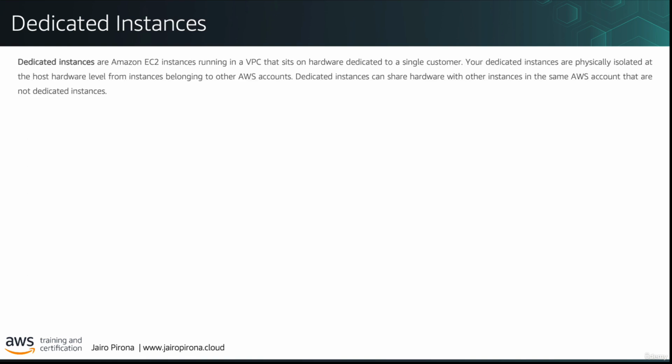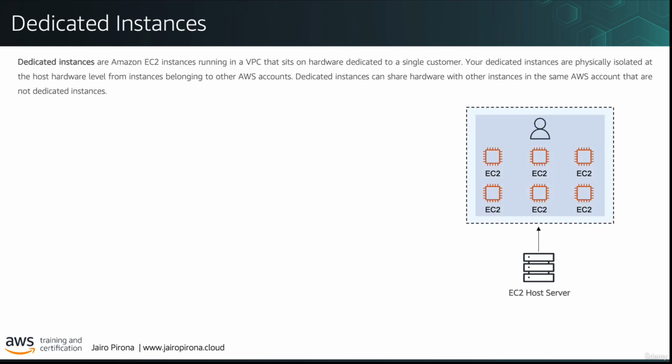Now let's briefly talk about dedicated instances. Dedicated instances are Amazon EC2 instances running on hardware dedicated to a single customer. Your dedicated instances are physically isolated at the host hardware level from instances belonging to other AWS accounts. So, the dedicated instances can share hardware with other instances from the same AWS account, that is, you and no one else. When you launch your EC2 instances, they're going to be hosted on a physical server where it's just going to be for you.